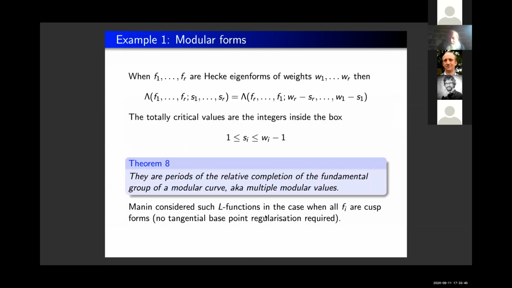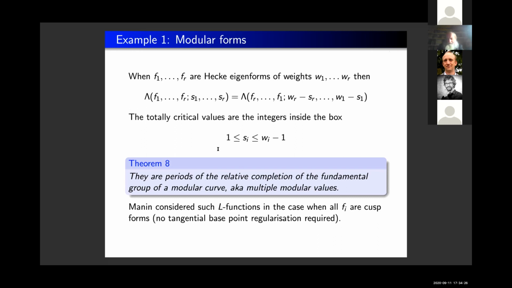The first example is going to be the case of modular forms, just of level 1, but it could be any level. So in level 1 for the time being, if we take f_1 up to f_r Hecke eigenforms of weights w_1 up to w_r, then the multiple L function satisfies this functional equation. And the totally critical values, in this case, are just the integers that are completely inside this critical box. So it's not a critical strip now, it's a critical box because it's higher dimensions. So you look at all the values within this range. They're strictly inside the box.